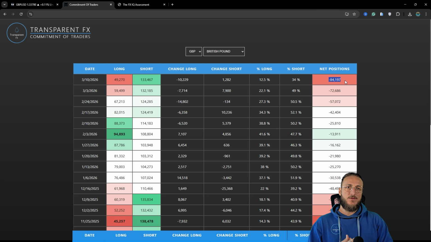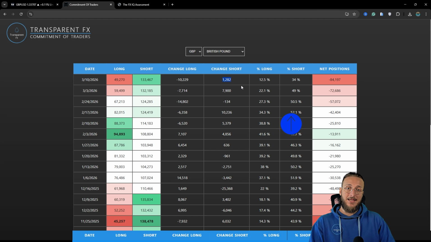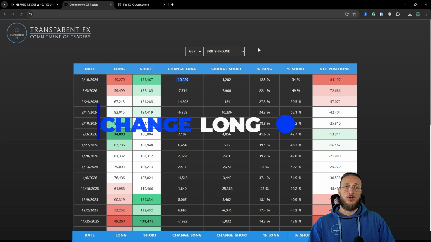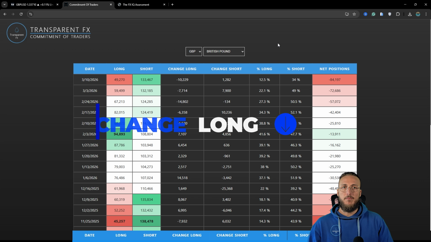So we had a massive decrease of the net positioning, meaning that institutions have been moving aggressively back to the bearish side for the GBP, therefore to the bearish side for GBPUSD. We can see in fact how with the last reports, we have seen first 7,900 shorts added and 7.7k longs getting closed. Here another 1.2k shorts getting added and 10,200 longs getting closed.